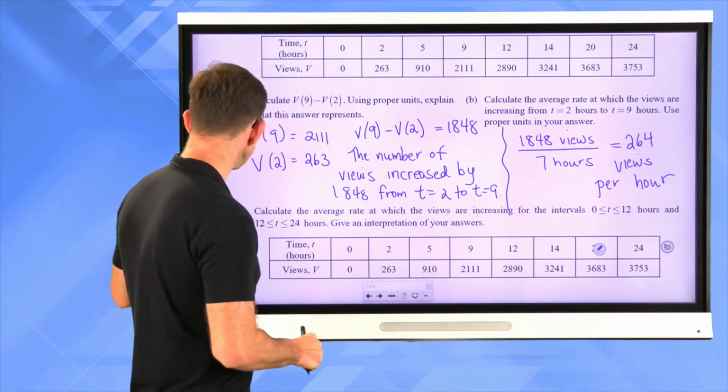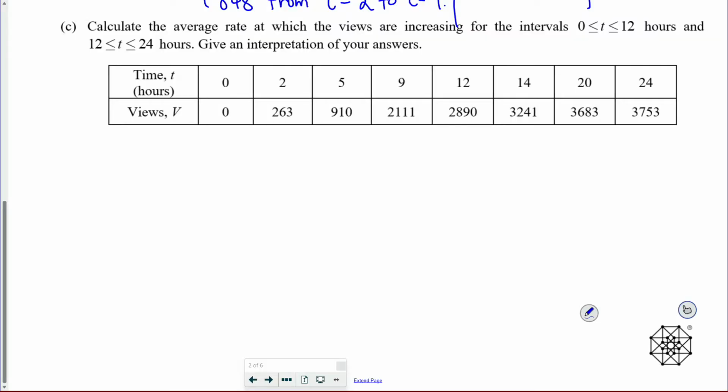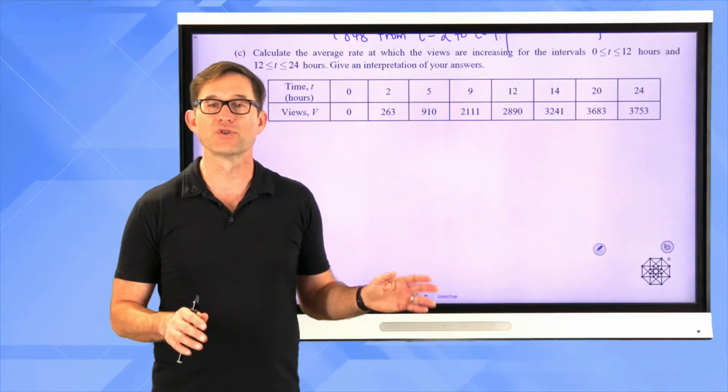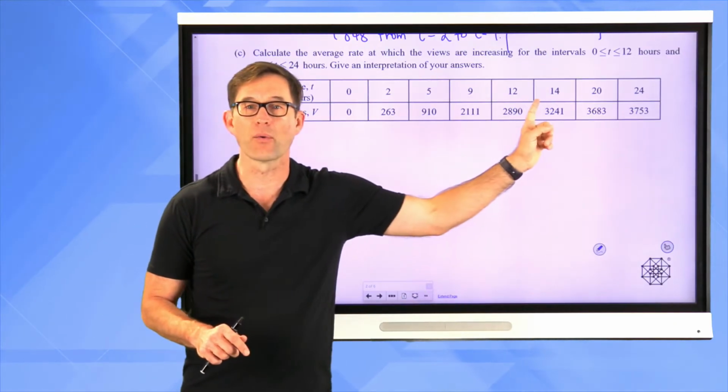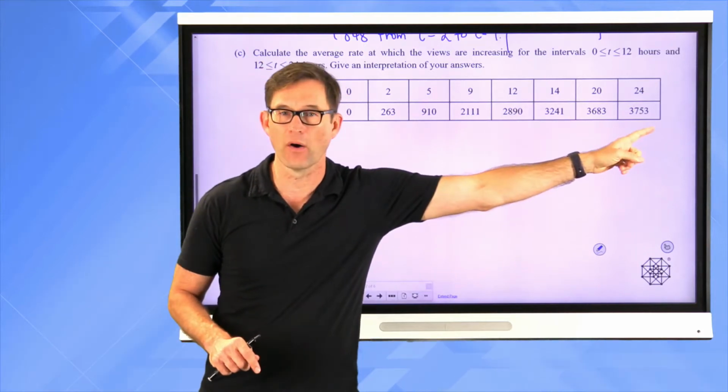All right, let's take a look at letter C. Calculate the average rate at which the views are increasing for the intervals 0 less than or equal to t less than or equal to 12 hours and 12 less than or equal to t less than or equal to 24 hours. Give an interpretation of your answers. In other words, we want to know how fast the views are increasing for the first 12 hours, and then how fast they're increasing for the last 12 hours.